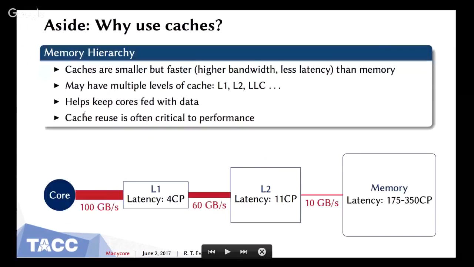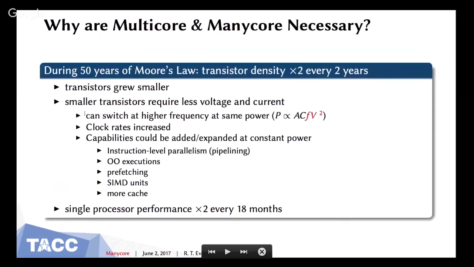CP stands for clock. I was going to say clock cycle, but yeah, periods. So 4 clocks to get to L1, 11 clocks to get to L2, and many clocks to get to main memory.